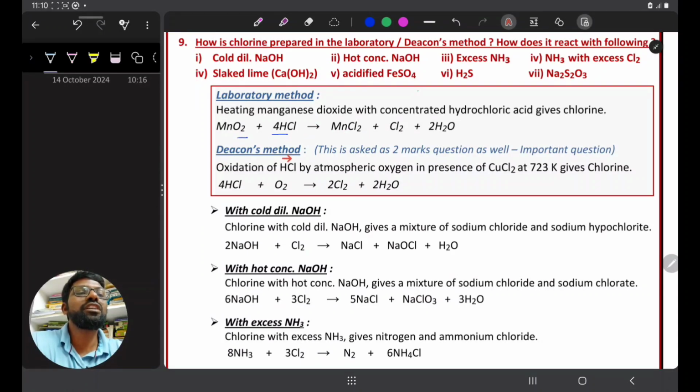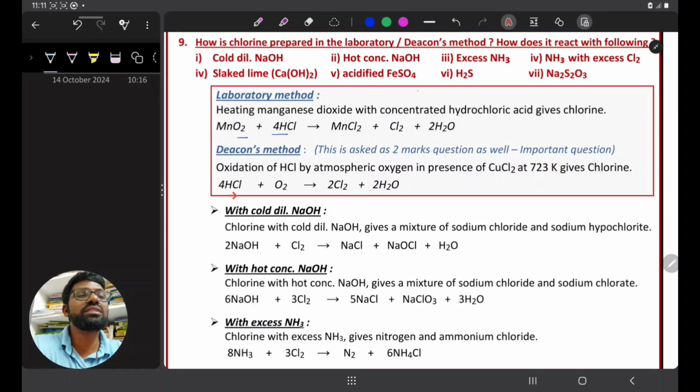Next, come to Deacon's method. This is asked as a 2 marks question as well, and it is an important question. That means Deacon's method is separately asked for 2 marks, as a very short answer question, so it's very important for both 8 marks as well as 2 marks very short answer questions. See the reaction: oxidation of HCl by atmospheric oxygen in the presence of cupric chloride at 723 Kelvin gives chlorine.